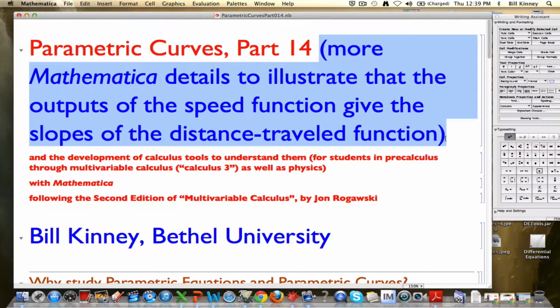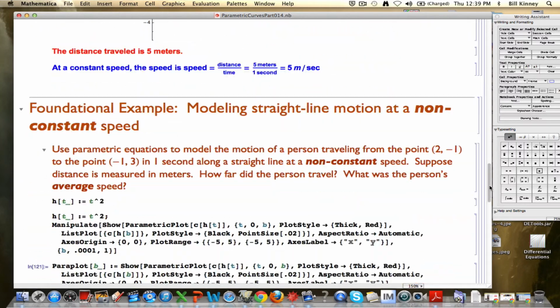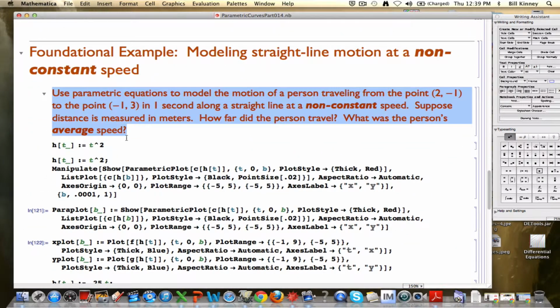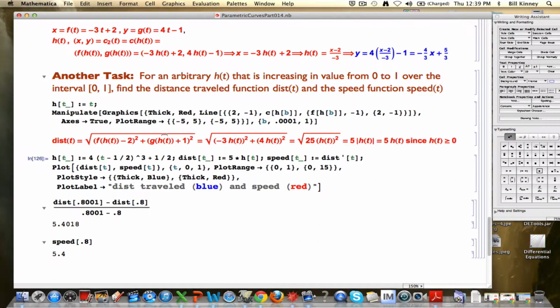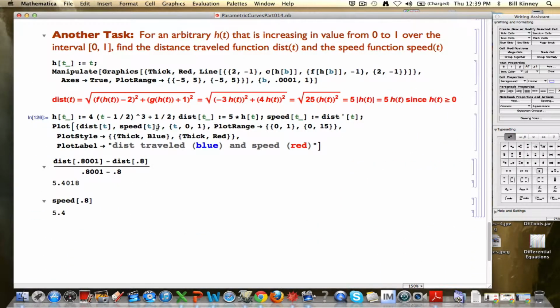So what we did in the last video is we used Mathematica to illustrate that the outputs of the speed function of the motion give the slopes of the distance traveled function. That's the key mathematical concept and physical concept to realize here. Here is the situation. Pause the video, read this over if you haven't before. In this video I'm going to use a lot of Mathematica code to try to understand what's going on here. You're definitely going to be lost if you don't watch the previous videos, so watch the previous videos to make sure you understand what's going on here.